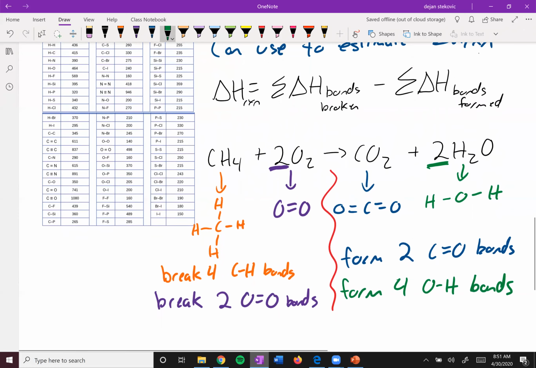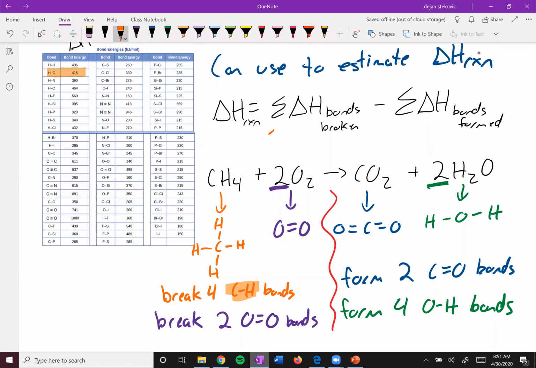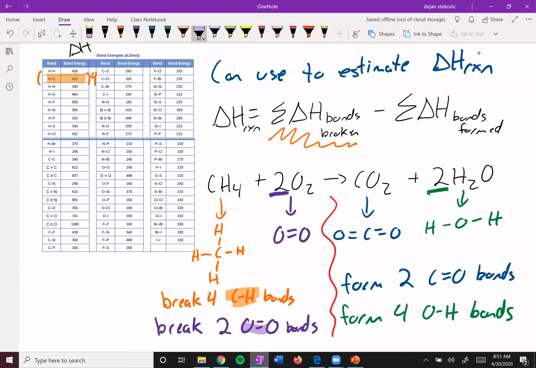Cool. So the next step is to look them up in this table. So let's start off with the CH bond. So we look in our table and we see CH is right there. And since we're breaking those bonds, we're going to leave it as a positive. So we're just going to multiply this number by 4. Next up, we have O2 bonds, right? A double bonded O that's right here. So we're going to multiply this by 2.